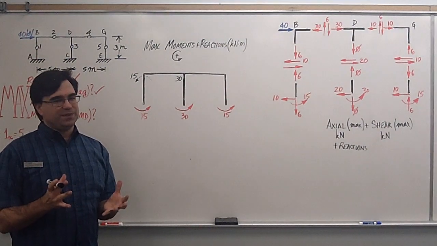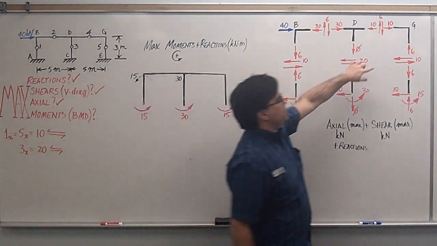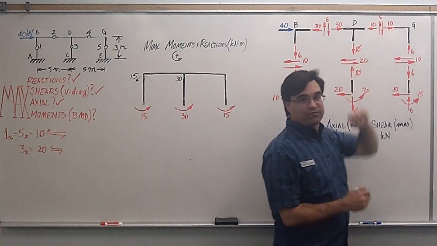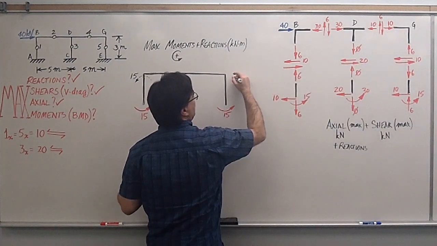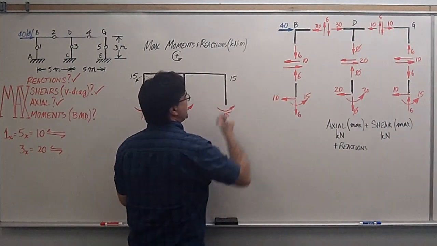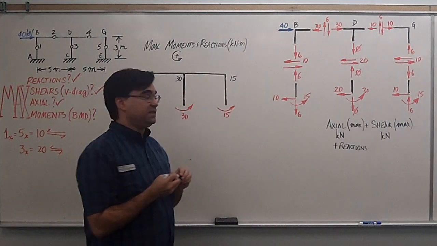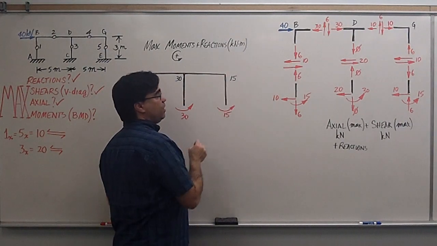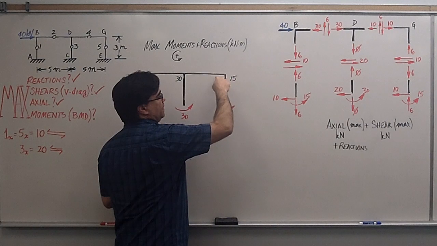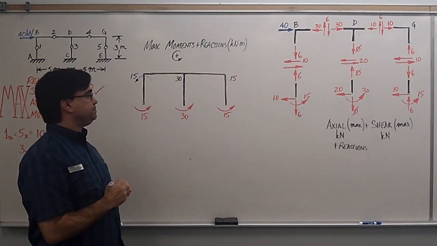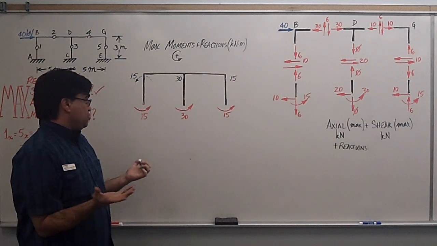Okay, let's do the moment at this end of the column. Are you seeing where I'm going with this? It is the shear 10 times 1.5, it's 15, and it's positive 15 because this moment at this end of the column is going counterclockwise. Okay, so this is not bad.